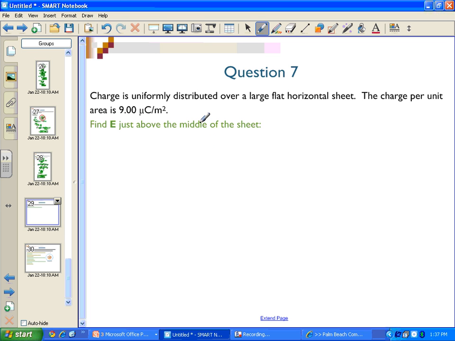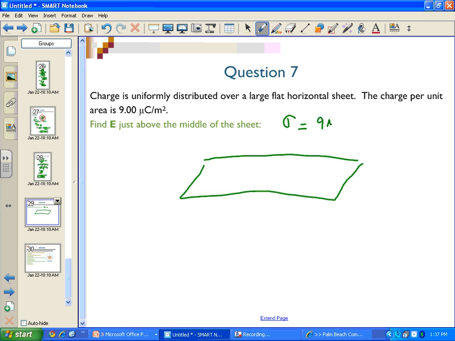Here, we are told that there's charge uniformly distributed over a very large flat sheet, and it's horizontal, and the charge per area sigma is given to us as positive 9 microcoulombs per meter squared. The question is to find the electric field just above the middle of the sheet. In other words, somewhere where it's not near the edges.